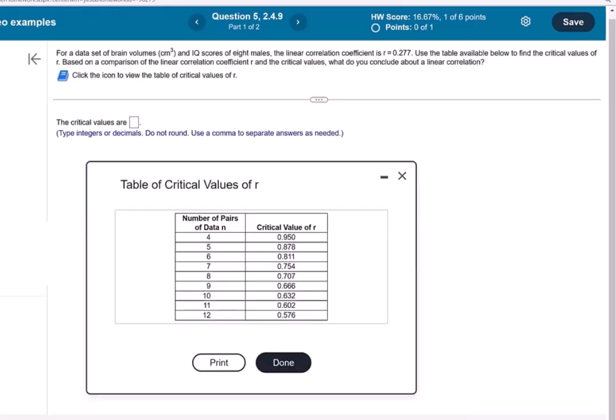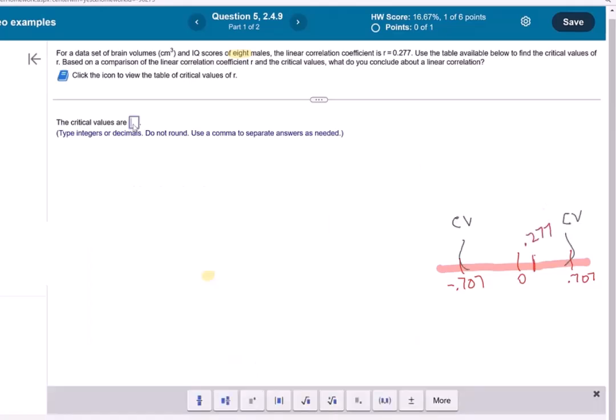There's my table, and I have 8 pairs of data. I have my number line. I have 0.707, 0, negative 0.707. We always have the plus and minus. And my R is around here, 0.277.